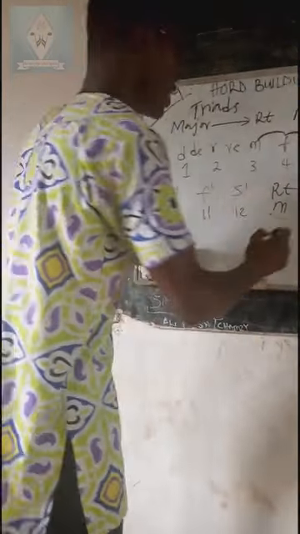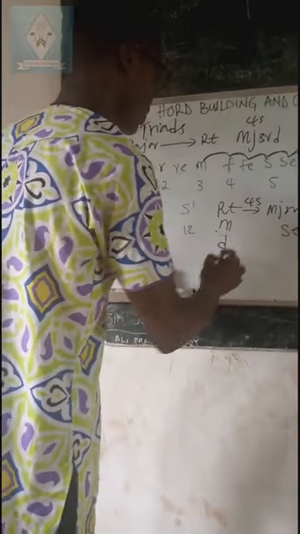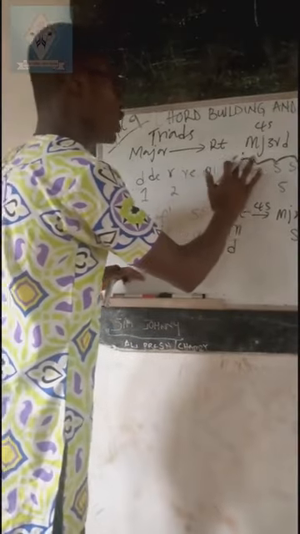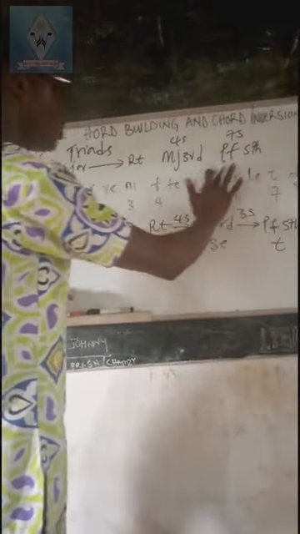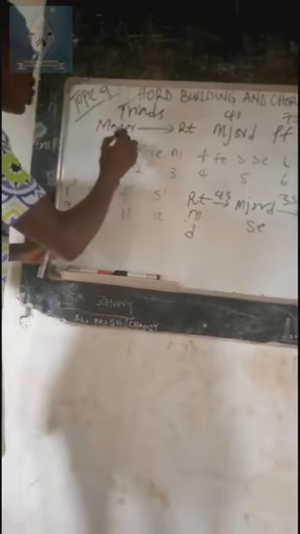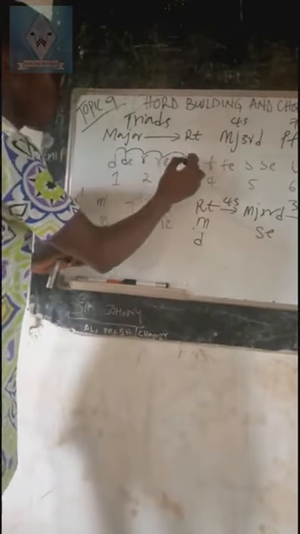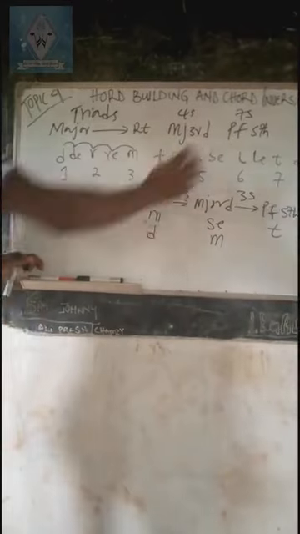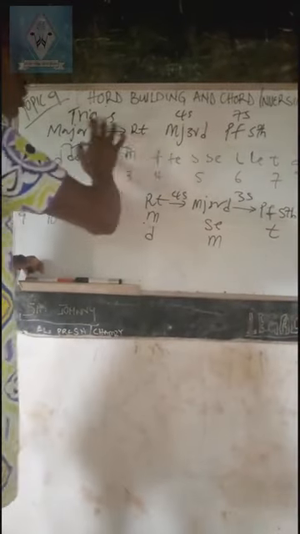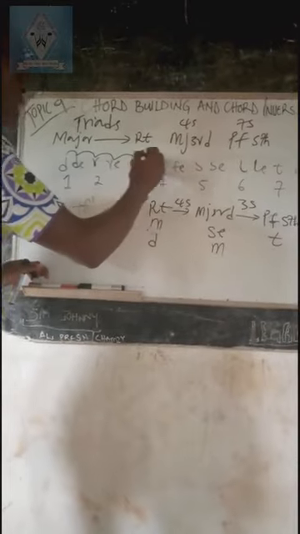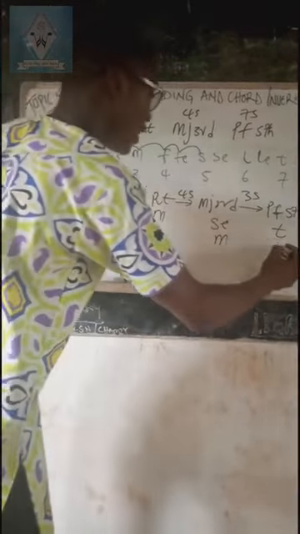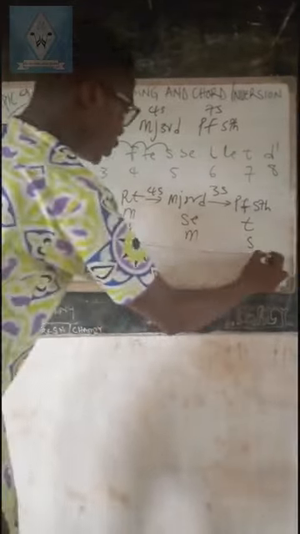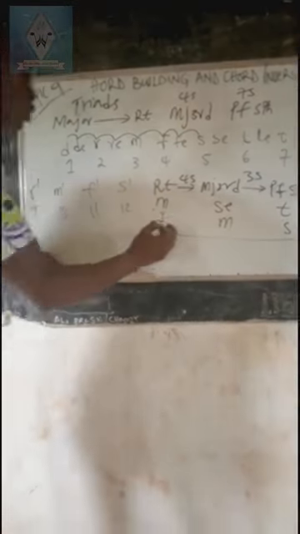Now if we decide to pick Do as our root, a major third from Do is 4 semitones from Do. So we count 1, 2, 3, 4. This becomes our major third. And the perfect fifth is 7 semitones from the root and 3 semitones from the major third. So we count 1, 2, 3. This is our perfect fifth. So this is a major triad built on the root Do.